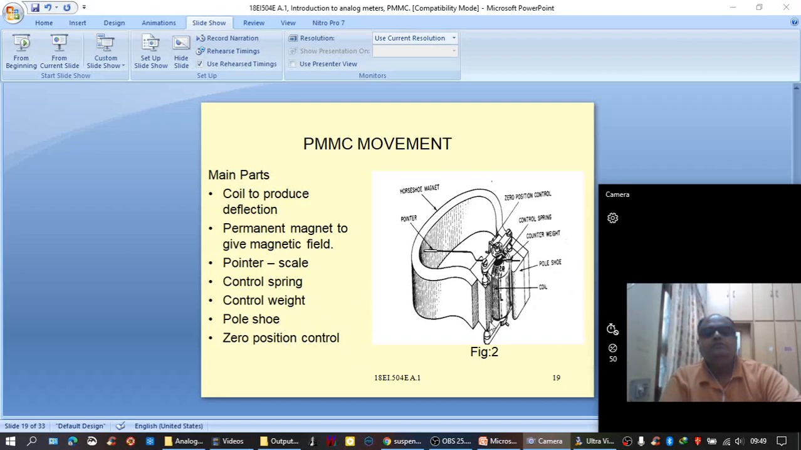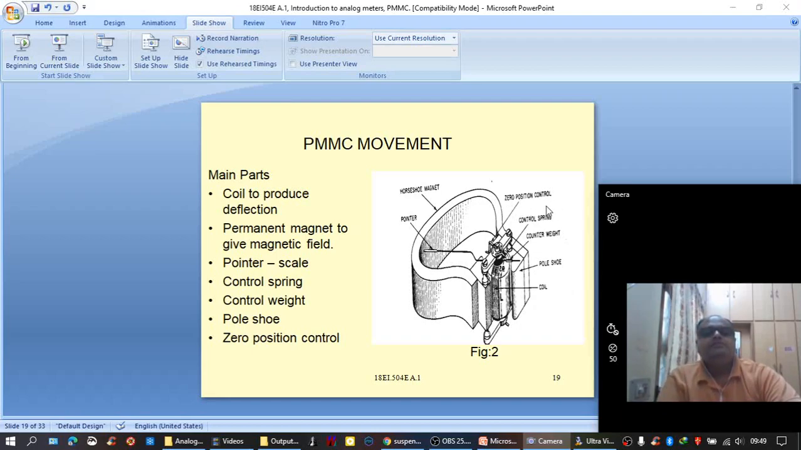Next is pole shoe. Here are the pole shoes. Pole shoes are provided here with curved faces. I'll tell why the curved faces are used. Next, zero position control. Here there is a zero position control.